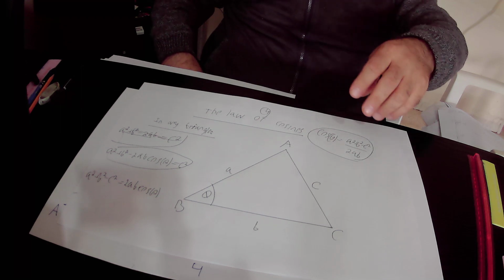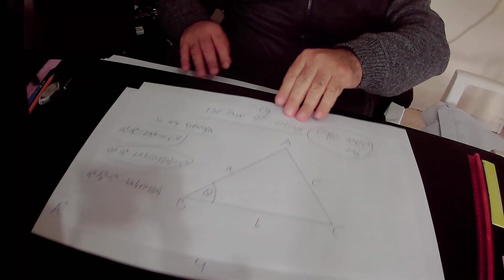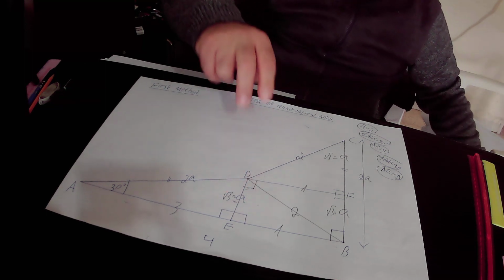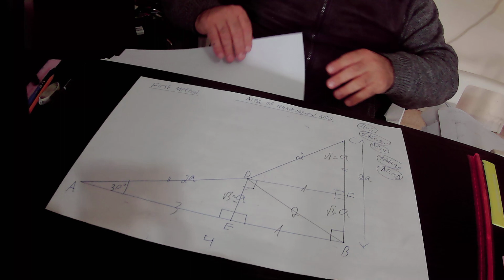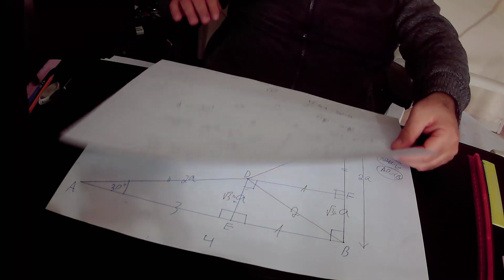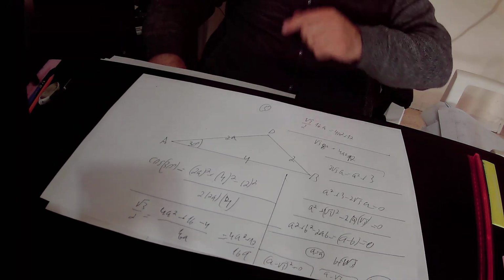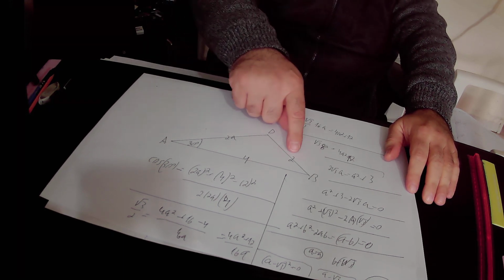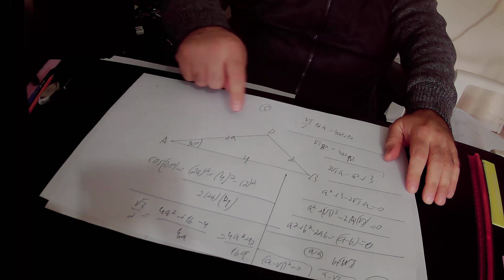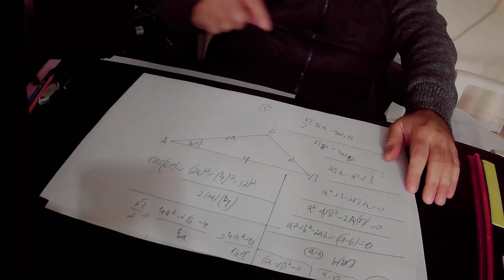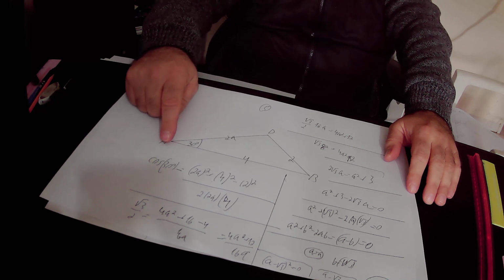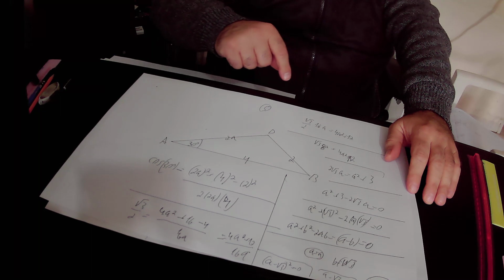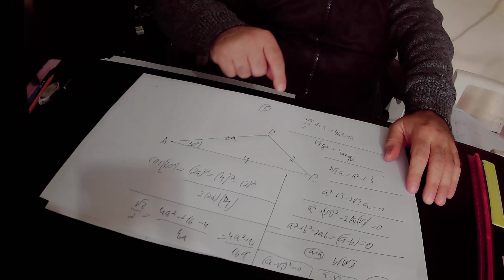We implemented this law, the law of cosines, in triangle ADB. So I copied again this triangle ADB in a new page, and we implemented the law of cosines in this triangle ADB. This is triangle ADB. AD equals 2A, DB equals 2, AB equals 4, and angle B equals 30 degrees. So according to the law of cosines, cosine 30 degrees equals 2A square plus 4 square minus 2 square over 2 times 2A times 4.